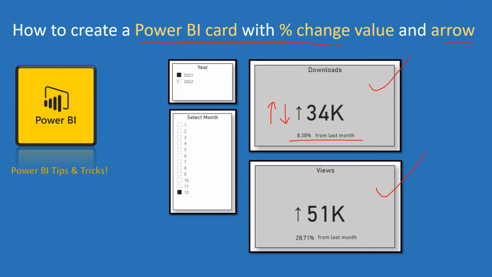You can see here we have a years filter and a months filter, and based on that we will be able to see the latest value selected in the filter, and we would know the percentage change from last month. If it is positive, it will show an up arrow, and if it is negative, it will show the down arrow. So how can we achieve this in Power BI? Let's see that in practical. So let's get started.